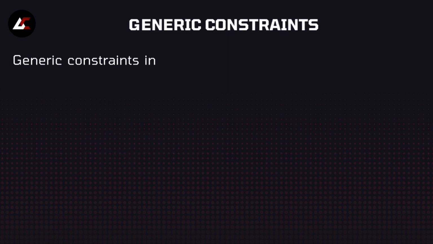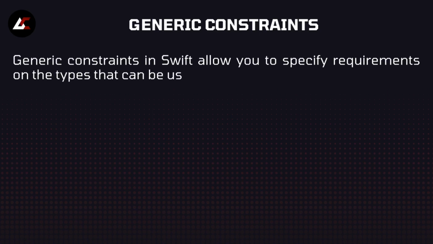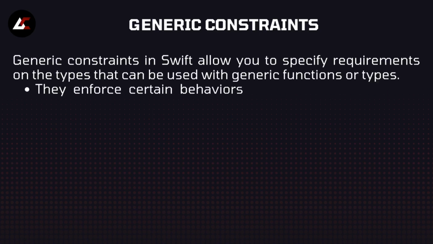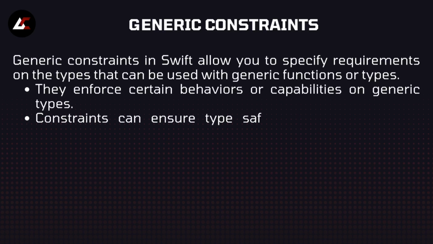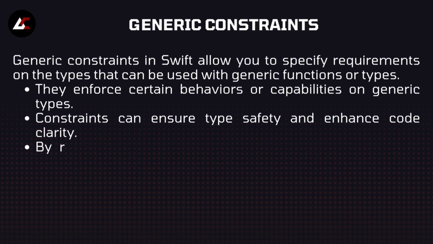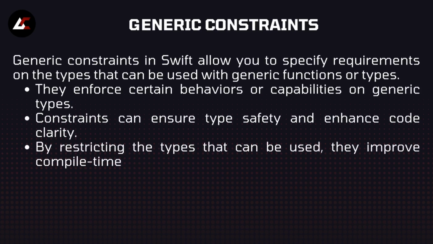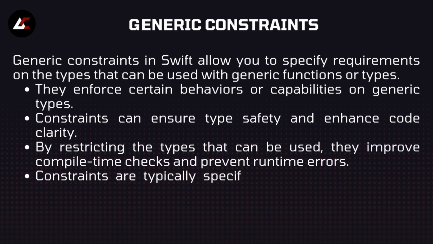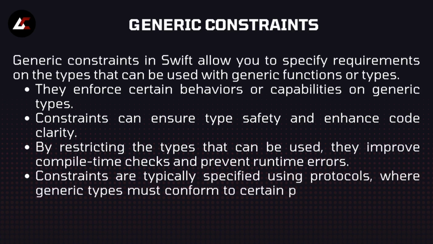Generic constraints in Swift allow you to specify requirements on the types that can be used with generic functions or types. They enforce certain behavior and capabilities on generic types. Constraints can ensure type safety and enhance code clarity. By restricting the types that can be used, they improve compile-time checks and prevent runtime errors. Constraints are typically specified using protocols, where a generic type must conform to certain protocols to be used with a function or type.